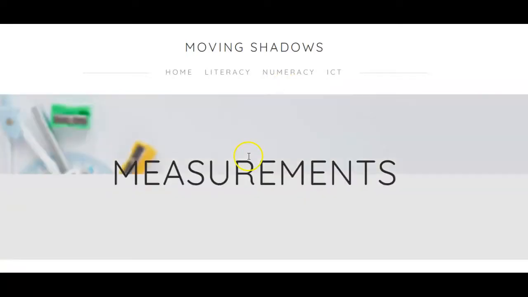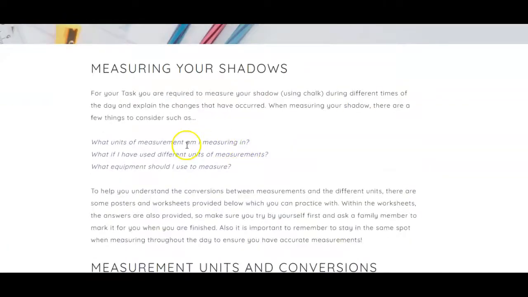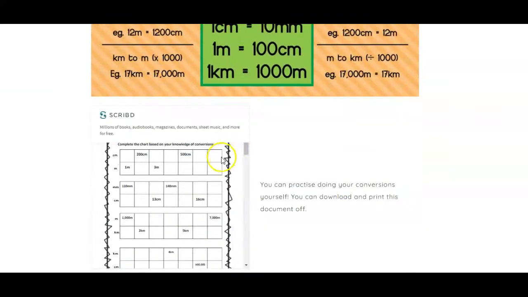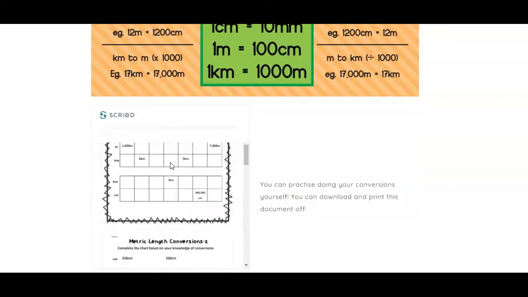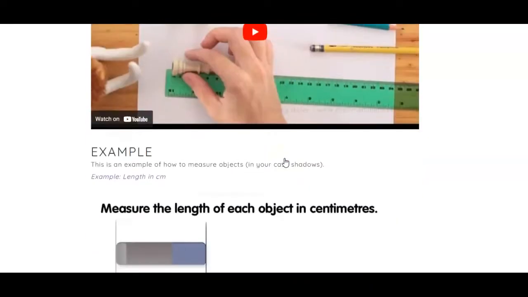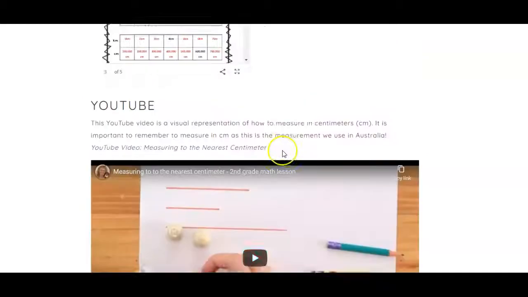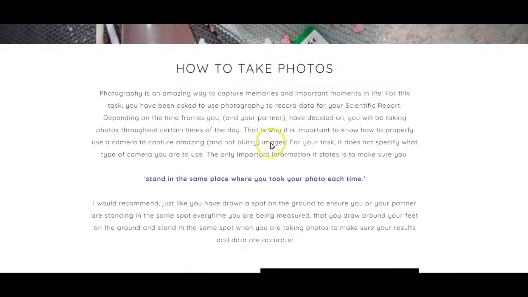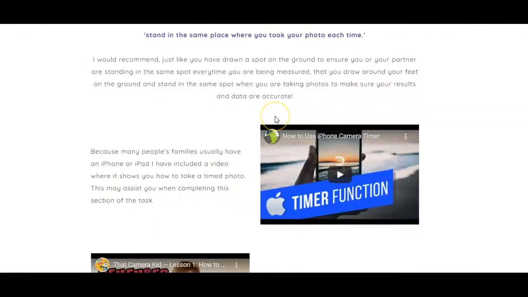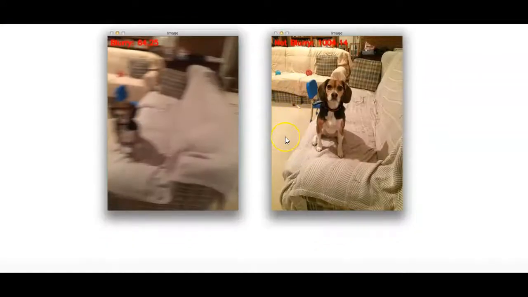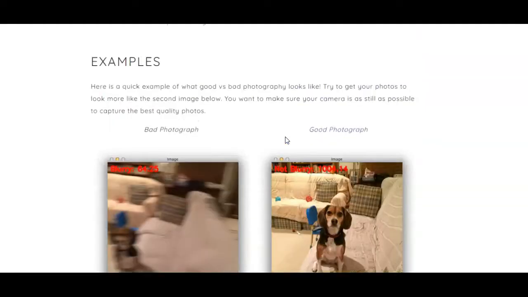What things would you want to give for Year 3? Here are the units of measuring, length and centimetres and so on. A little bit of a conversion chart and practice chart there, and a video of how we can measure well and so on. So again, providing supports for that. ICT, maybe a bit underdone, but let's have a look. It talks about how to take photos because that's a core part of that, and they've got supporting videos. So look at that lovely photo of a dog.